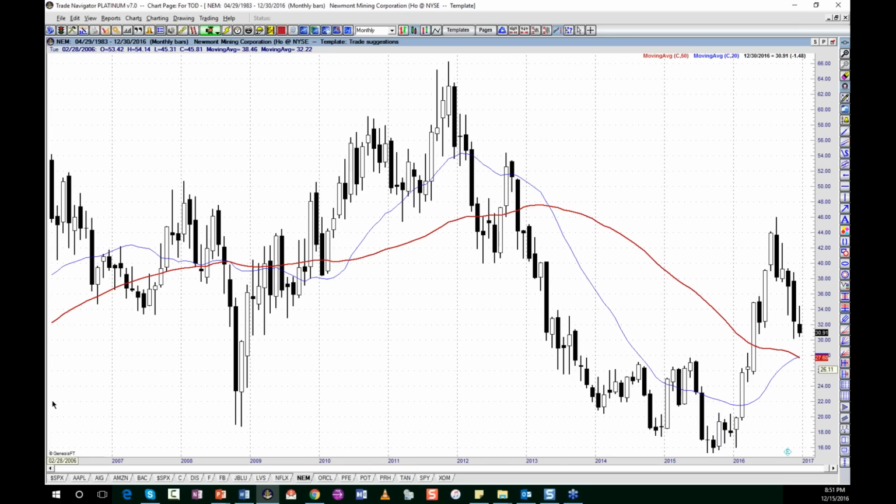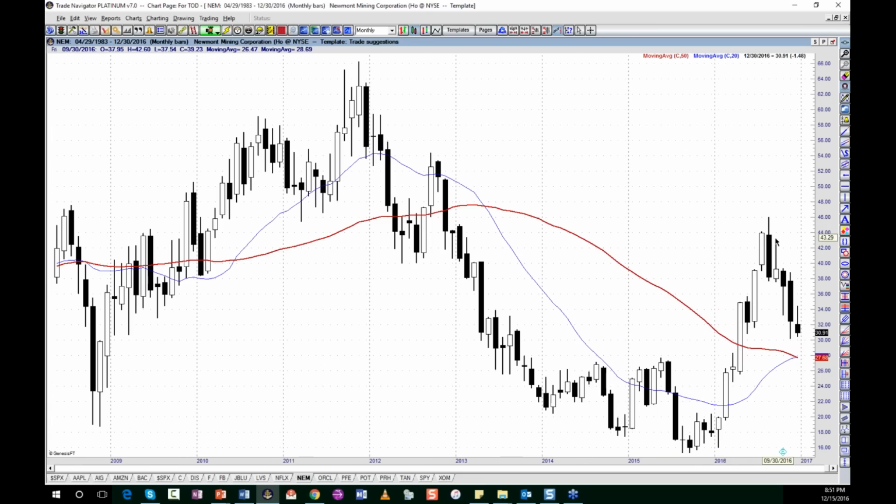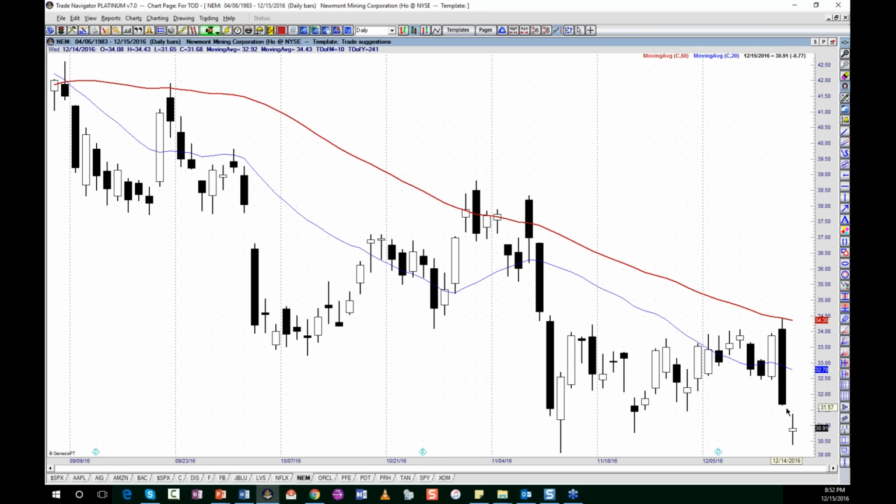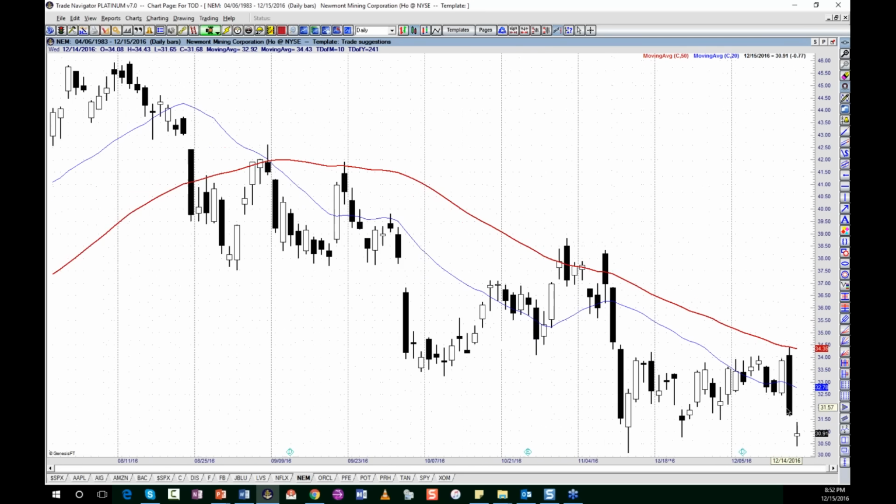Okay, not quite a bearish engulfing pattern over here, but close. Ideally the black real body would wrap around the white real body. Actually, let's do it daily, sorry. All right, so here we have a bearish engulfing pattern, and we'll be looking at the longer-term chart in a minute.